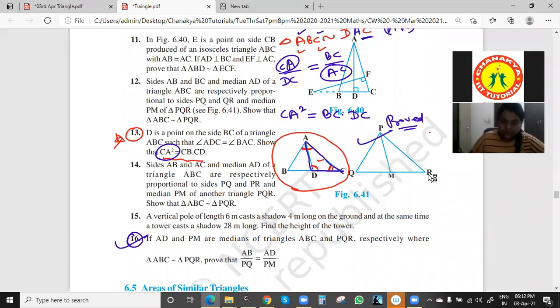See, in this question, AD and PM are medians of triangle ABC and triangle PQR respectively, where the triangles are similar. We have to prove AB by PQ equals AD by PM.